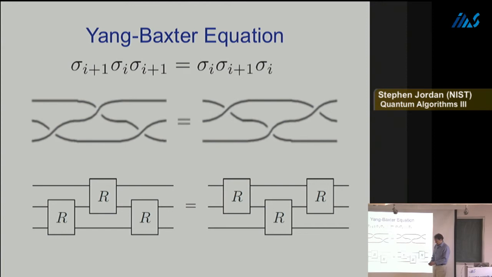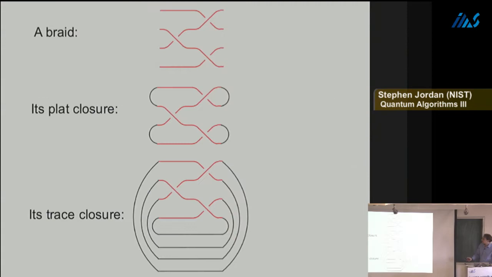And if you add a mapping from braids to two-qubit gates, it wouldn't necessarily satisfy this relation. This would be a non-trivial constraint on gates that looks like this. So I've taken a long detour into braids, but remember that my original motivation was knots and links.